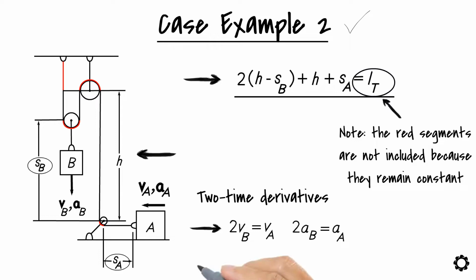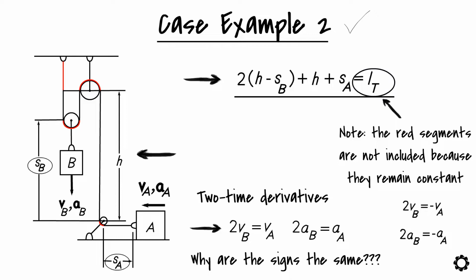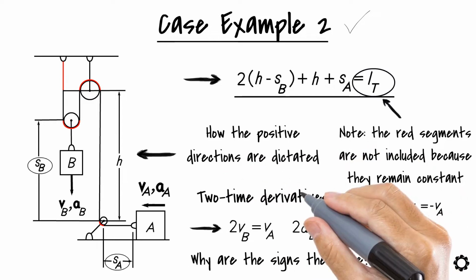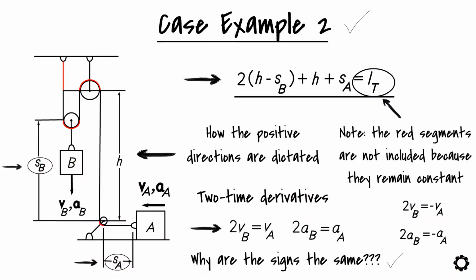But wait, why are the signs the same when earlier they were opposite? A small hint: the answer can be found from how the positive directions are dictated for SA and SB.